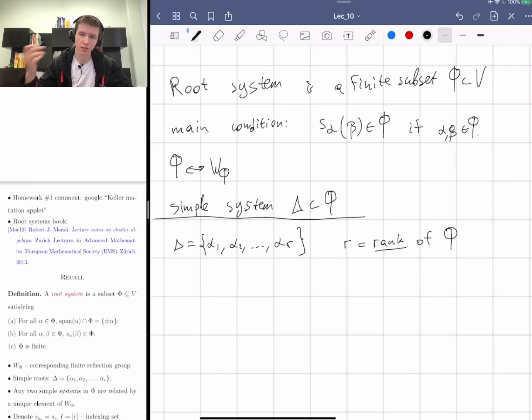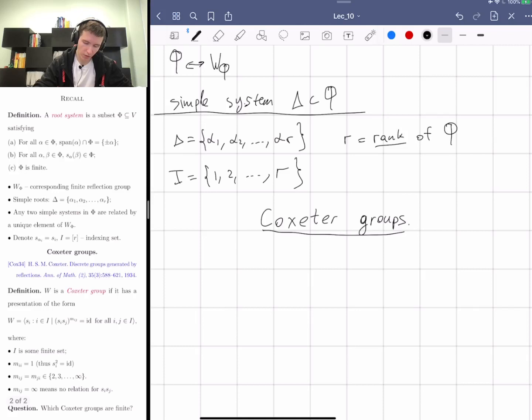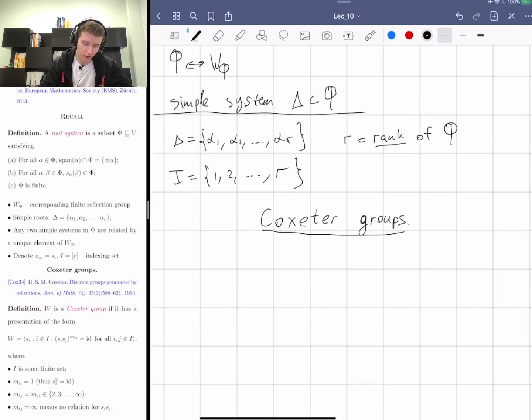Also, let me denote by I the indexing set 1, 2, all the way up to r. Today I want to start by talking about a related concept, which is not obviously related, but it turns out to be related, and it's called Coxeter groups. I should point you to another Annals paper where these groups were introduced. It was quite a while ago.